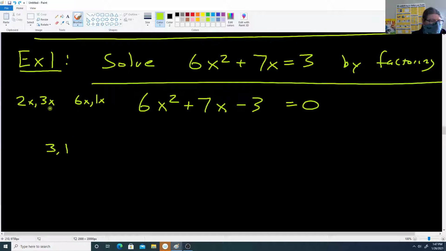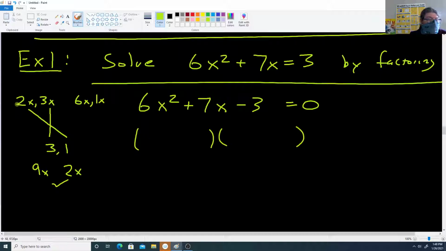So I'm going to move on to the next one, which would be pairing them up like that. 3x times 3 is a 9x, and 2x times 1 is a 2x. Now this one, if I do 9x take away 2x, I could make a 7x. So this is going to be the one I want to go with. If that hadn't worked, then I would look at 6x pairing up with the 3 and 1 pairing up with the 1, then 6x pairing up with the 1 and the 1x pairing up with the 3.